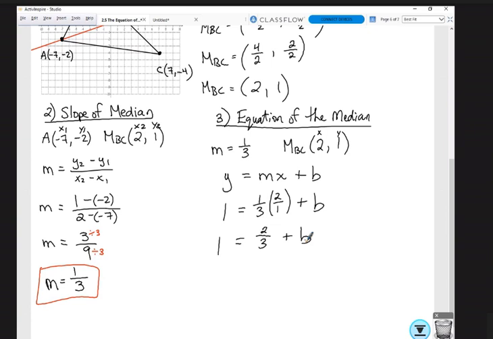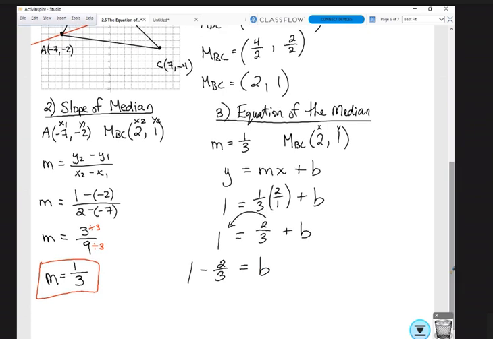So we're going to bring this 2/3 over. So we have 1 minus 2/3 equals b. And if you think about it, you have one whole, and you take away 2/3 from it, you're only left with 1/3. Okay? Now, if you decided to change to decimals here, I would not be upset. I'd be a little disappointed, but I wouldn't be upset.